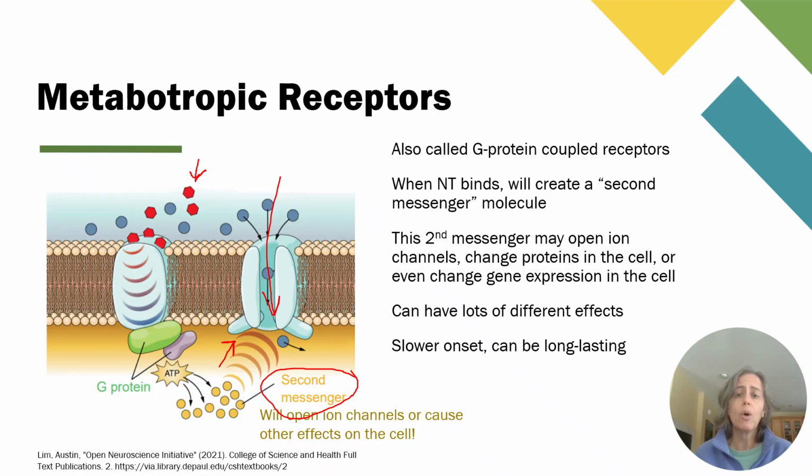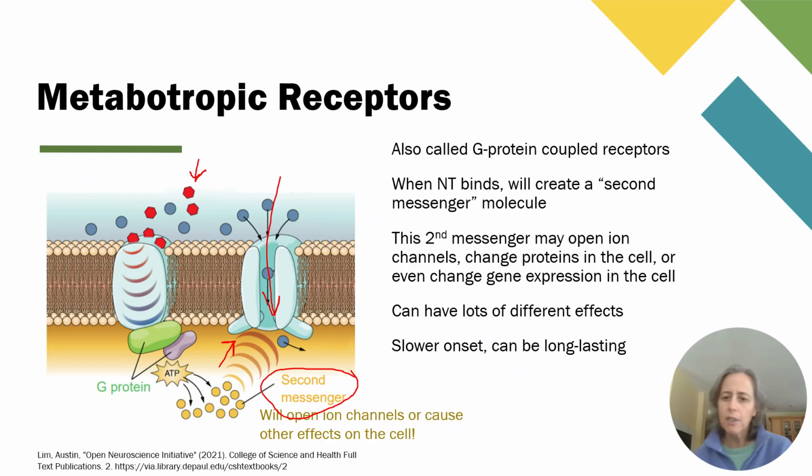It can also go and tell the nucleus to transcribe different genes or to not transcribe them, which then results in changes in proteins in the cell, which changes the behavior of the cell. So these guys are really diverse in terms of their potential effects. They are slower onset, right? Because we have to make this second molecule, then we release it, and then it goes to this other part of the cell, and it tells it to do something. So this is slower onset, but can be very long lasting.